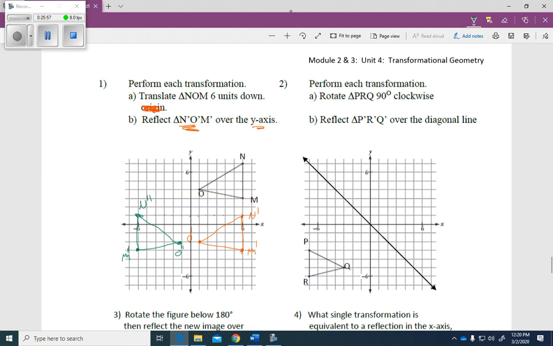Number 2, rotate PRQ 90 degrees clockwise. So clockwise goes this way. I'm going to turn my paper 1/4 turn that way.